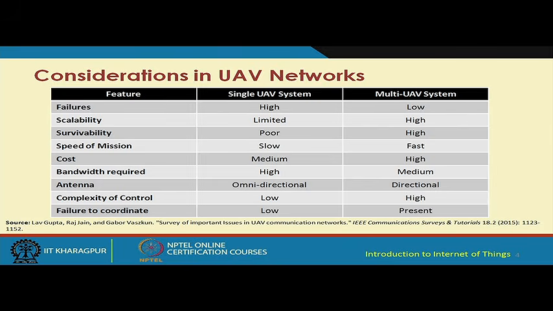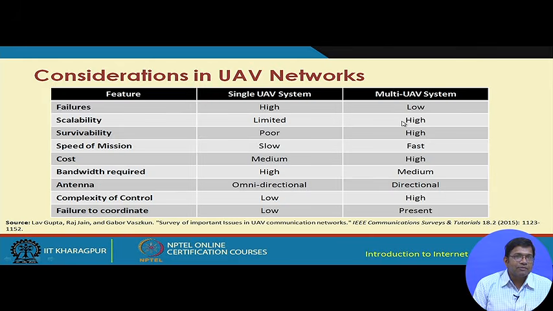Here are some of the considerations in UAV network. We have a single UAV system and we have a multi UAV system. Failures: in a single UAV system, the chances are high. In a multi UAV system, the chances of failure are low. We are talking about failure of the system as a whole, and this is quite obvious. The scalability is limited in a single UAV system. In a multi UAV system, it is highly scalable, because if you increase a few nodes, the network can be expanded further.